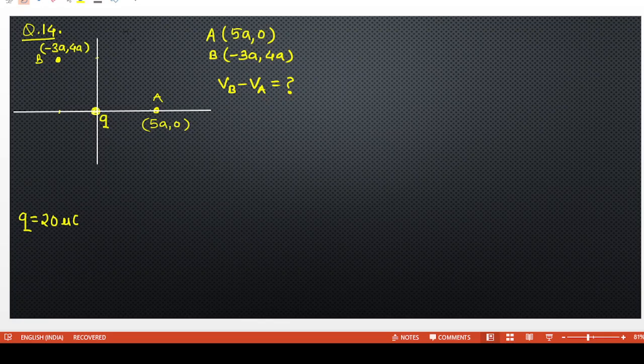Okay, this is our source charge. This source charge will decide some potential at point A. The same source charge will decide some potential at point B. And you have to find potential at B minus potential at A.